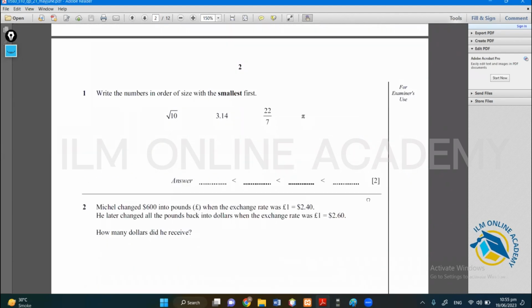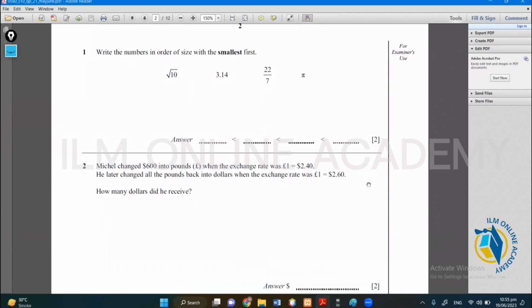Okay, so now we are going to start from our first question, which is: write the numbers in order of size with the smallest first, which means that we have to write the smallest number, then the bigger, and then in the end, the biggest one. So first we have to know the exact values of all these things, like 22/7, pi, and root 10.